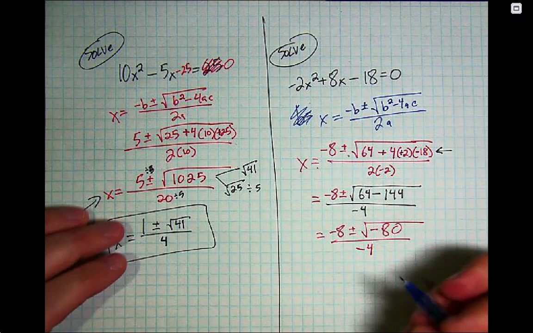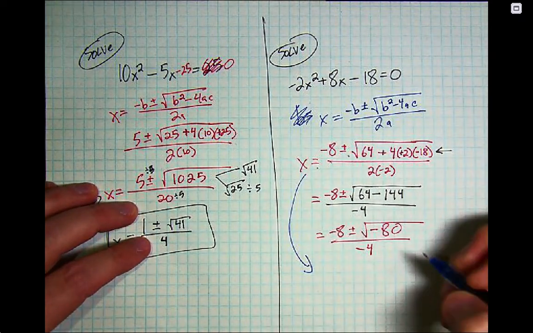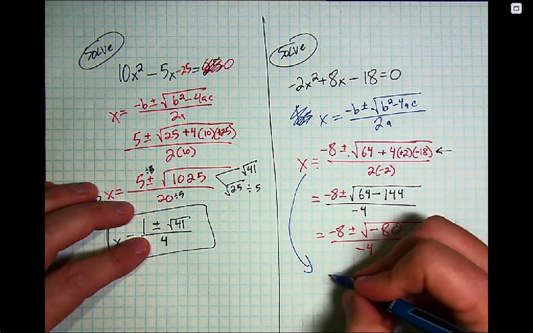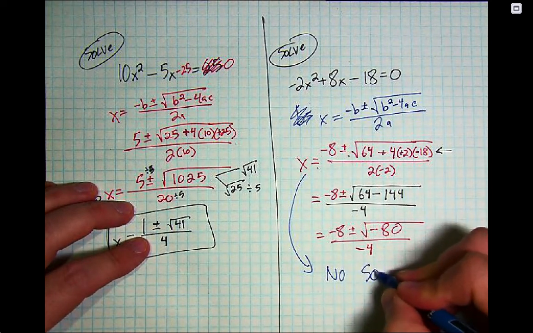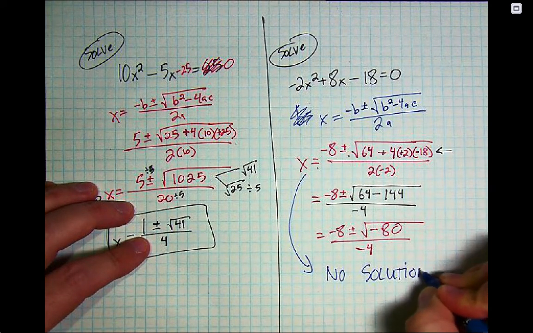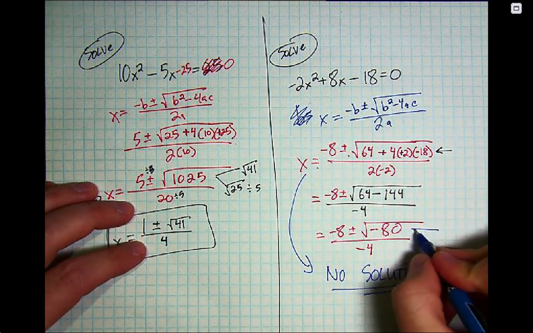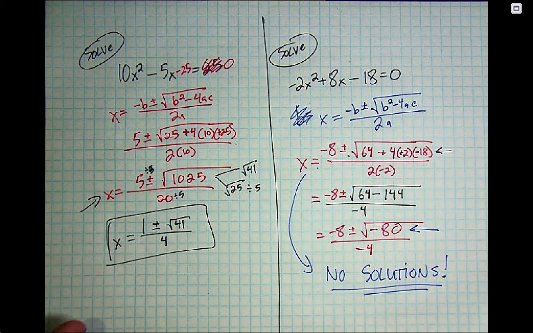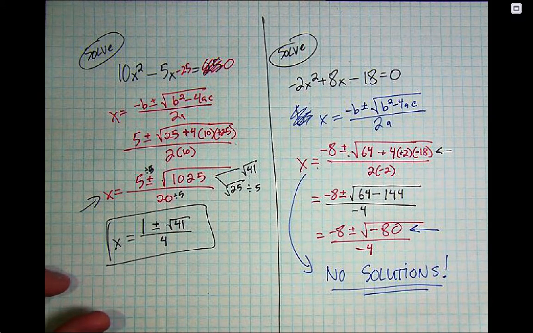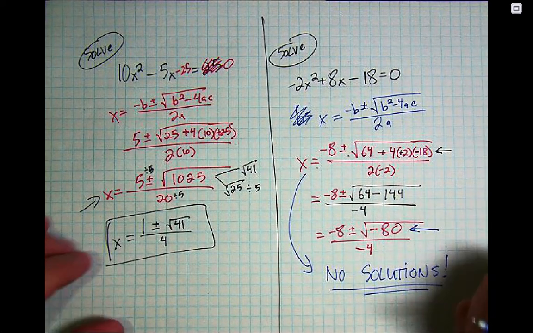That's not really too much of a problem, because all we know now is that this equation has no solution or no solutions. It's kind of nice when this number inside of the radical turns out negative, because then you can just stop. You're done. You realize there's no solutions, and that's it.